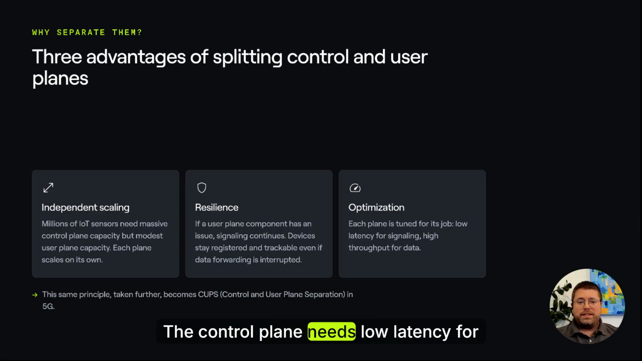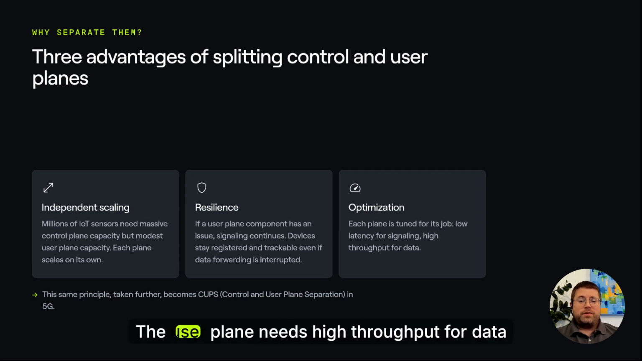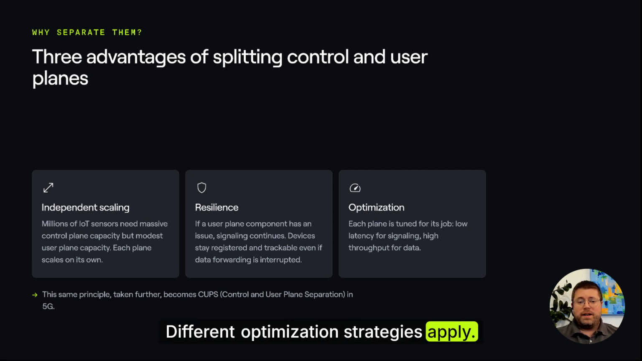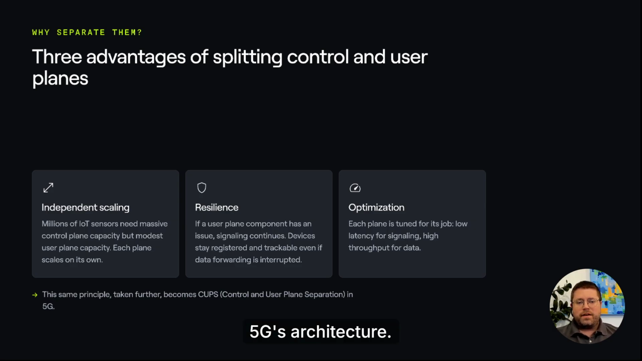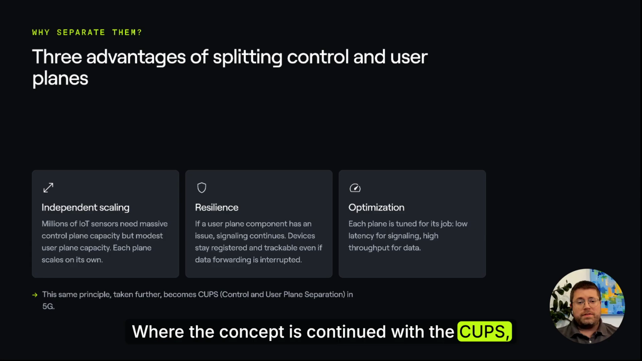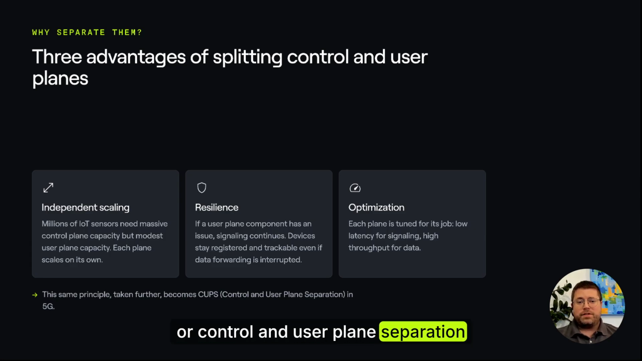The control plane needs low latency for signaling. The user plane needs high throughput for data. Different optimization strategies apply. This separation is also the foundation for 5G's architecture, where the concept is continued with the CUPS, or Control and User Plane Separation framework.